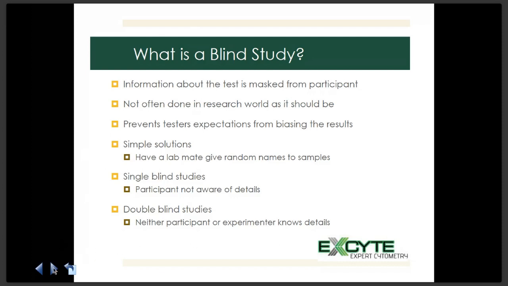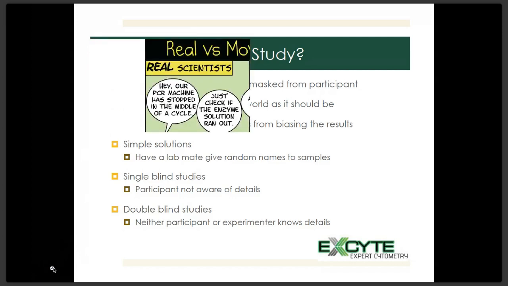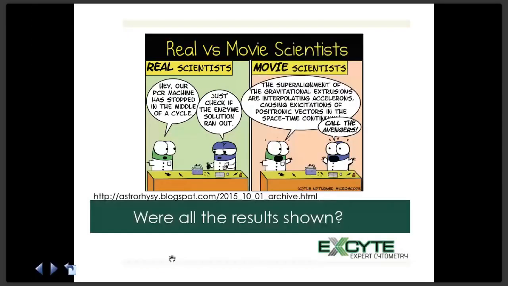It's even easier if you're getting blood from a lab. You can just, again, have somebody label the tubes and give a code. Of course, the second important question that was asked is, were all the results shown? And how do we think about that?